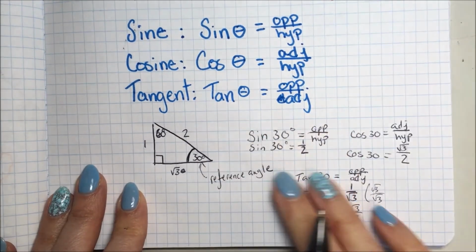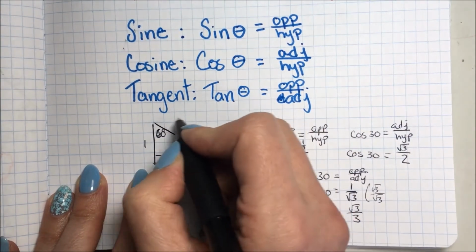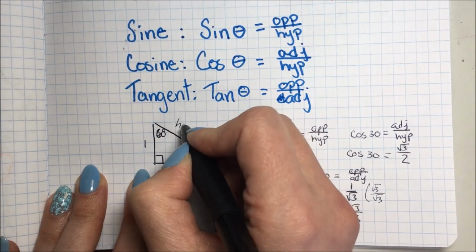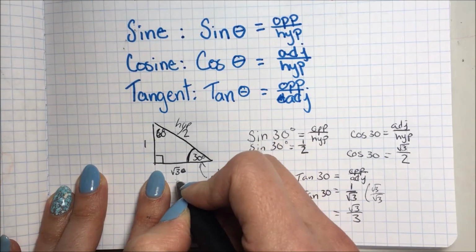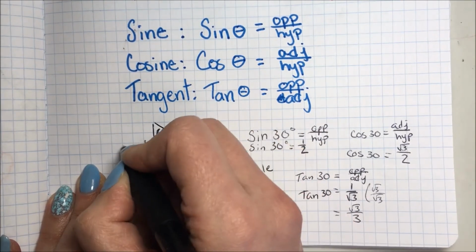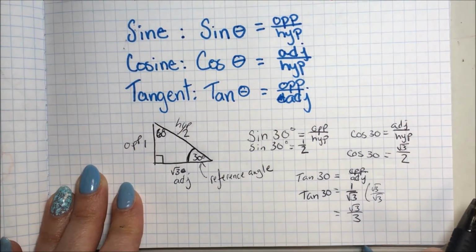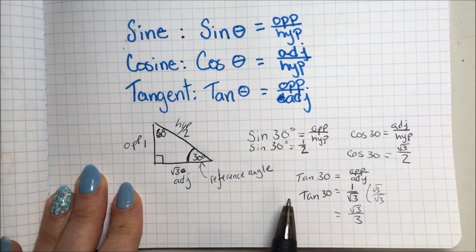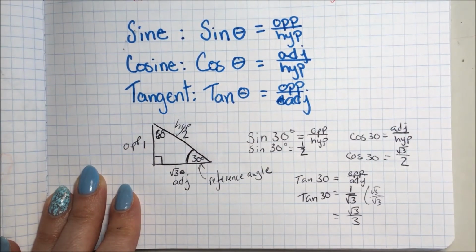Okay? And so how did I pick out these numbers? Well, I know that this is the 30-degree angle. This must be the hypotenuse. The adjacent side is next to the 30-degree angle. And the opposite side is 1. So that's how I plugged in all these numbers, if 30 is my reference angle. Now all of this changes if I'm using 60 as my reference angle.